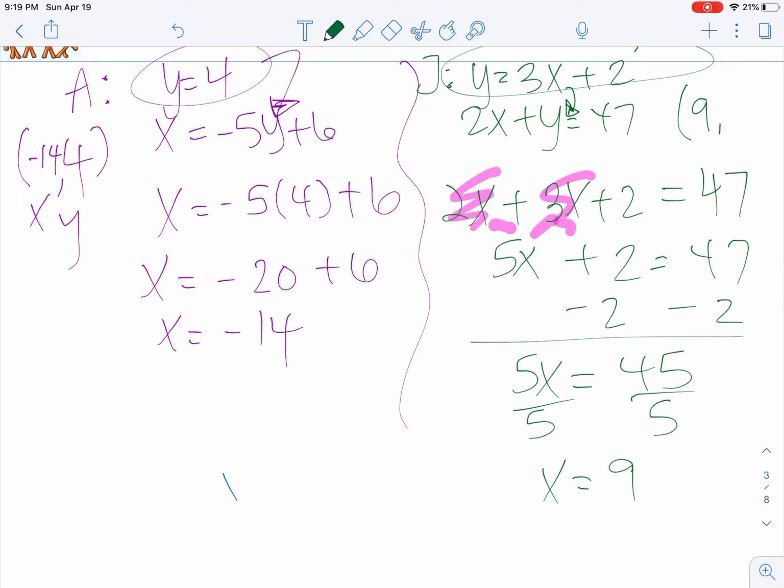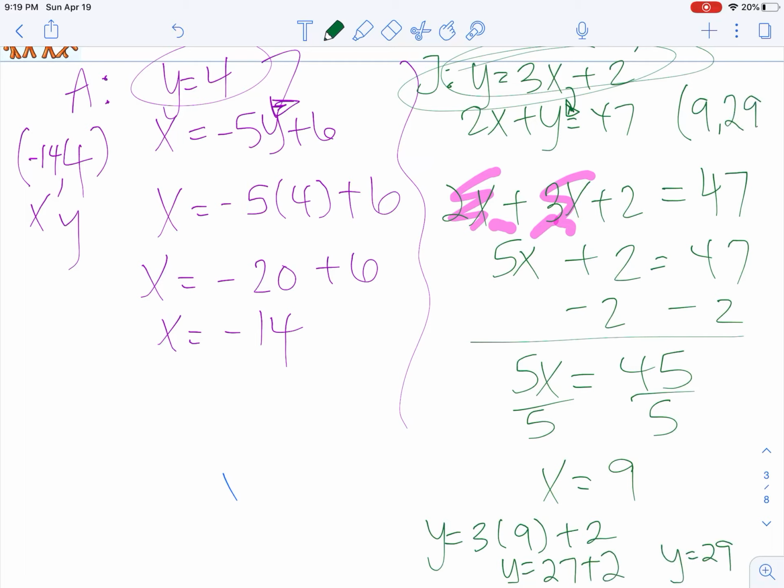So then to get y, you can just go back and plug in the x into that first equation I circled, which I'll circle again. So I could just say y equals 3 times 9 plus 2. So y equals 27 plus 2. Y equals 29. And then I can put 29 there. X, y. That's my answer. How about I circle the answers in red so you can see them?